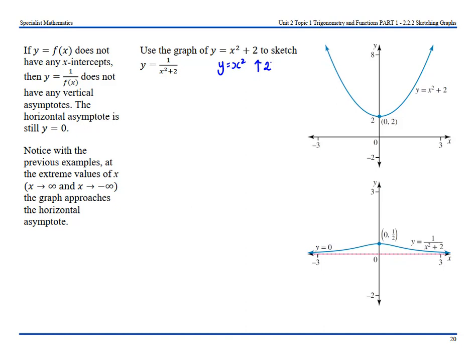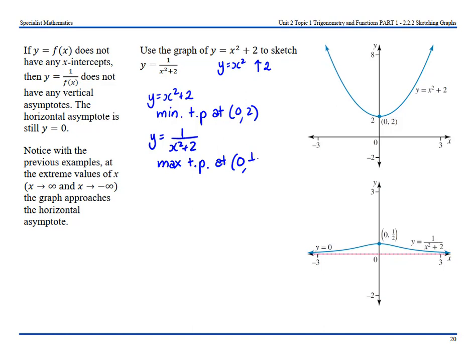Okay, so we have for y equals x squared plus 2 a min turning point at 0, 2. So for y equals 1 over x squared plus 2, we're going to have a maximum turning point at 0, 1/2. And you can see that on that next graph. Okay, y equals x squared plus 2 is above the x-axis. So y equals 1 over x squared plus 2 is above the x-axis.